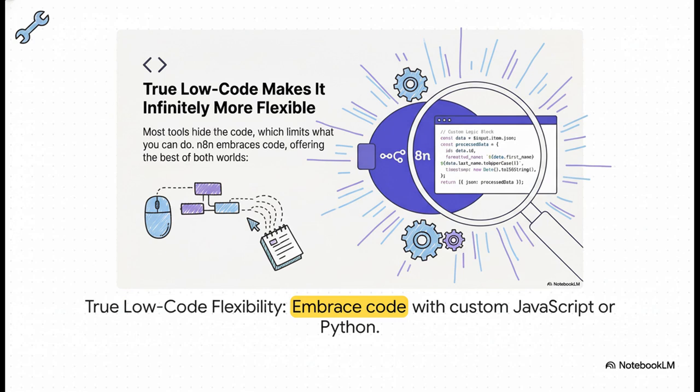Next up, true low-code flexibility. This is key. Most low-code tools try to hide the code from you, but n8n embraces it. For non-coders, yeah, it's a simple drag-and-drop interface. But for developers, you can just pop open any node and write your own custom JavaScript or Python. The platform never holds you back. There are literally no limits.